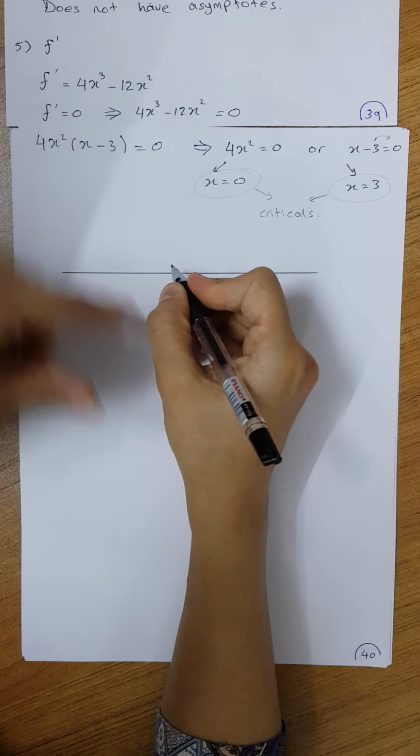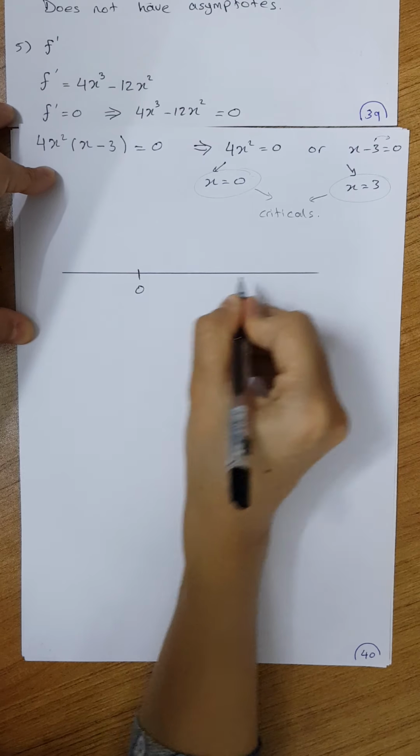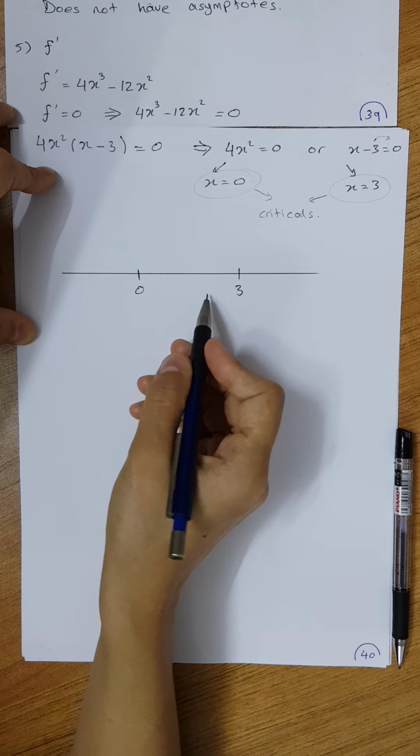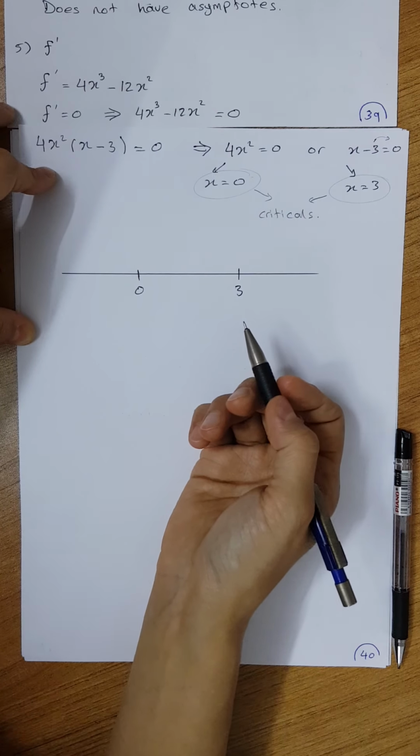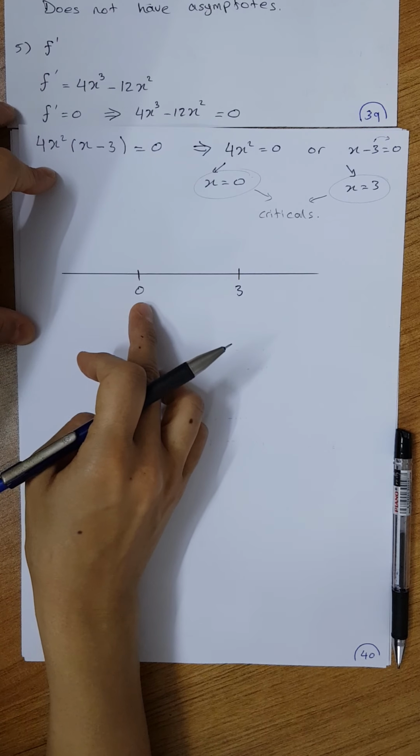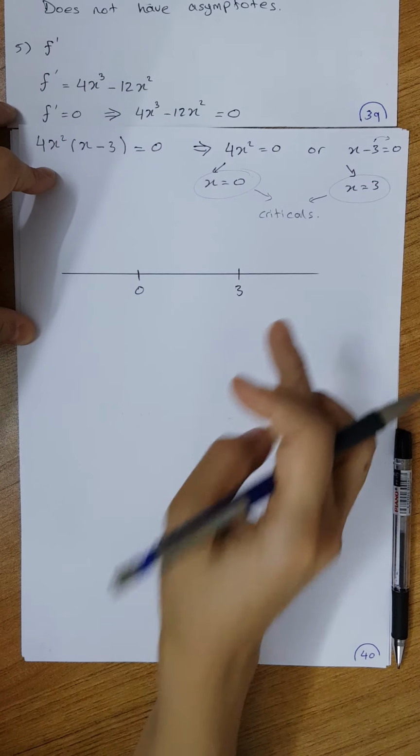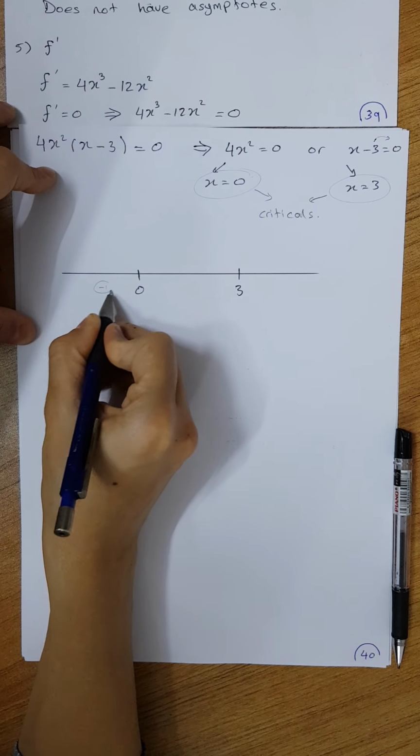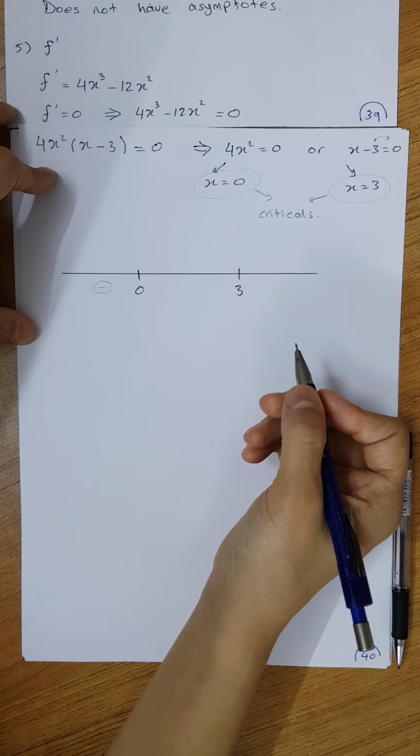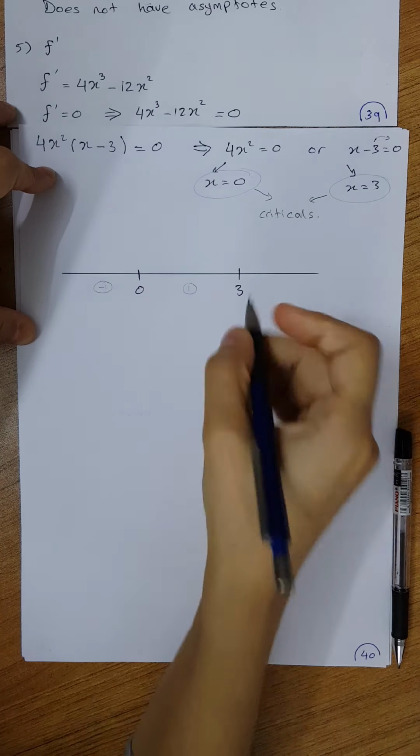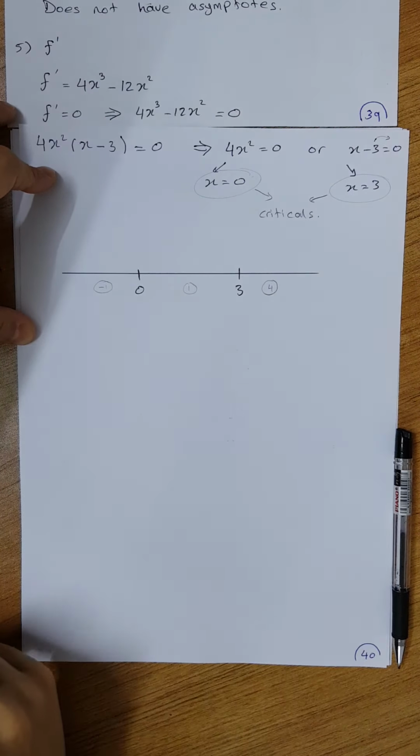So now I'm putting 0 here and 3 there. Now what do we have to do? We have to take test numbers. What are test numbers? When we put critical numbers on the real number line, it divides the real numbers into sub-intervals: an interval from negative infinity to 0, an interval between 0 and 3, and an interval greater than 3. So I'm taking a number in each interval. I will choose -1. As I told you, we are always choosing a number that's easy to calculate. For the interval between 0 and 3, I will choose 1, and for a number greater than 3, I will choose 4.